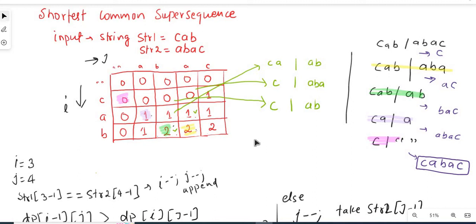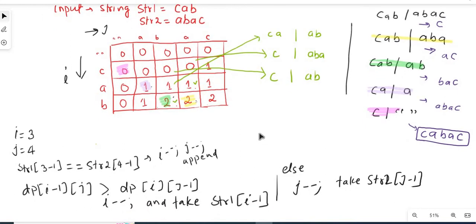So now the question comes: how do we make a supersequence of it? We know that in a supersequence, the common part we have to take only once, and whatever is not common, we take it one time from both the strings, string one and string two. So that is basically the logic.